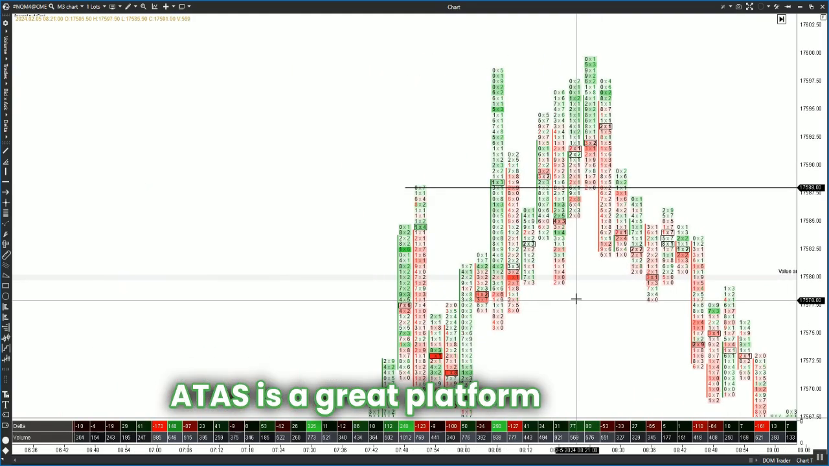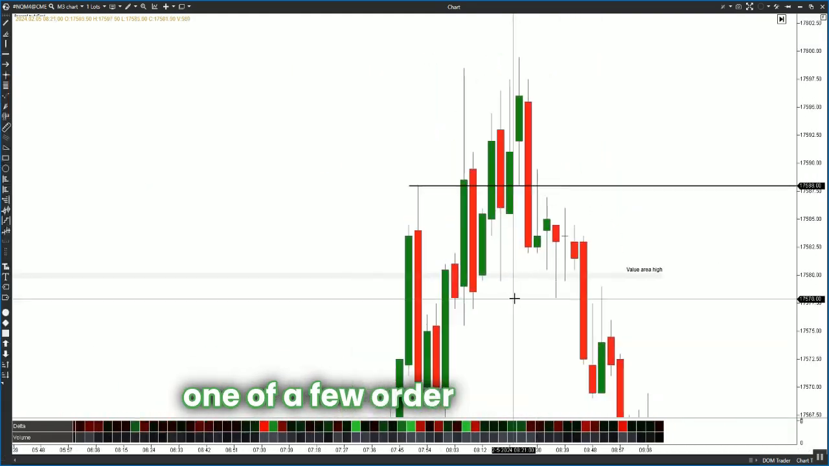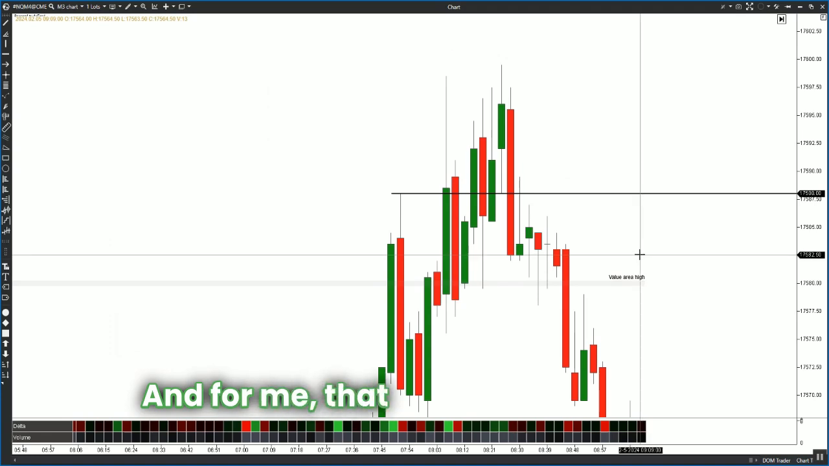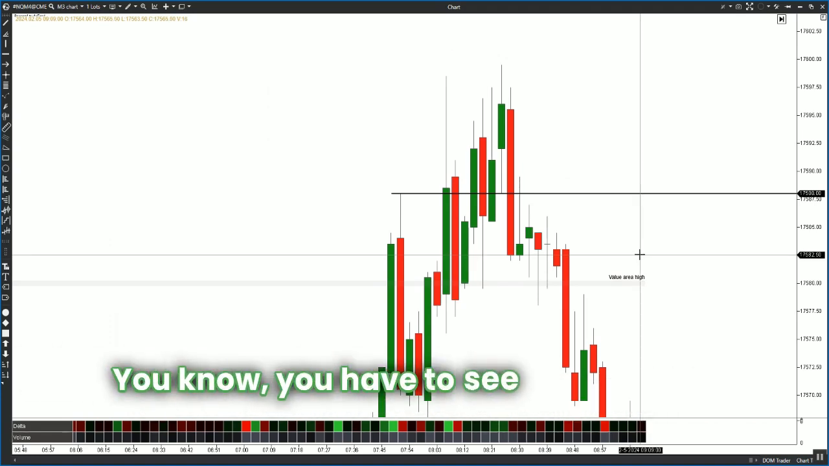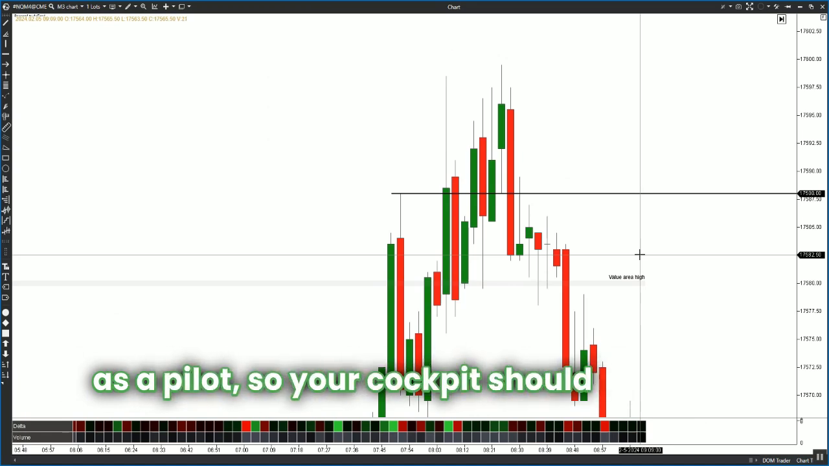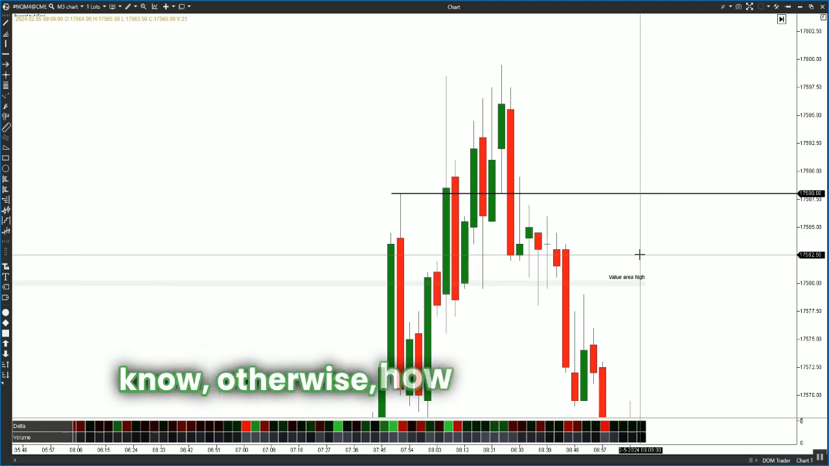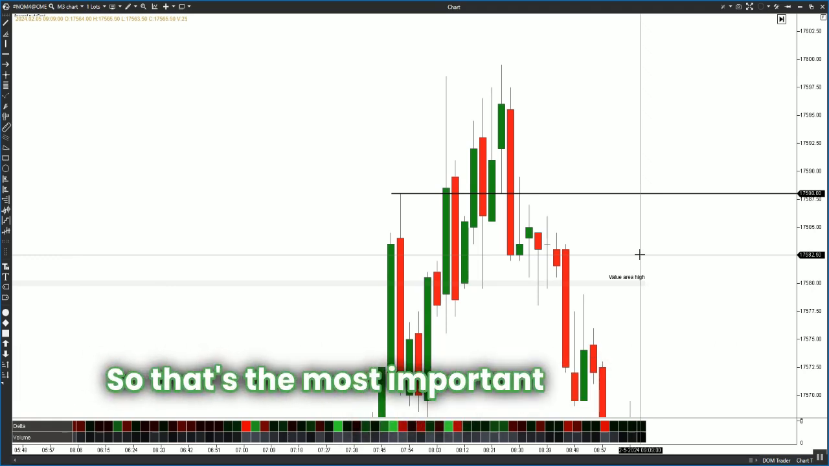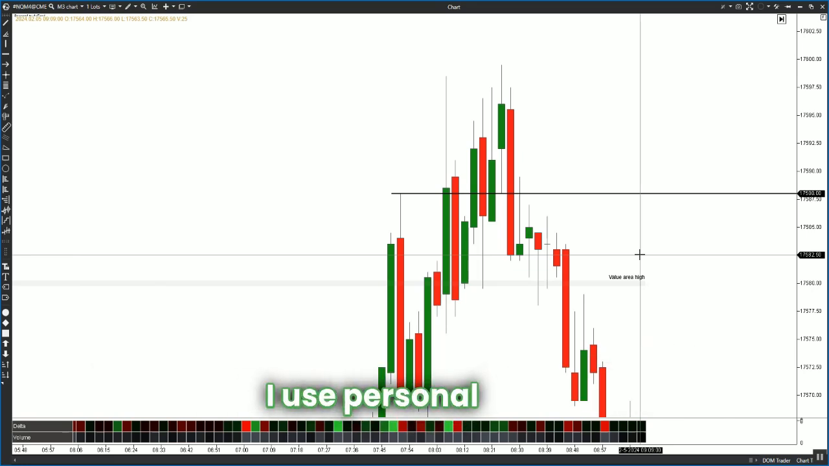Atas is a great platform, and it's one of a few order flow trading platforms that has a high quality interface, and for me that is really important. You have to see yourself as a trader, as a pilot, so your cockpit should be great. Otherwise how can you land the plane? So that's the most important thing. If you ask me, I personally use Atas.